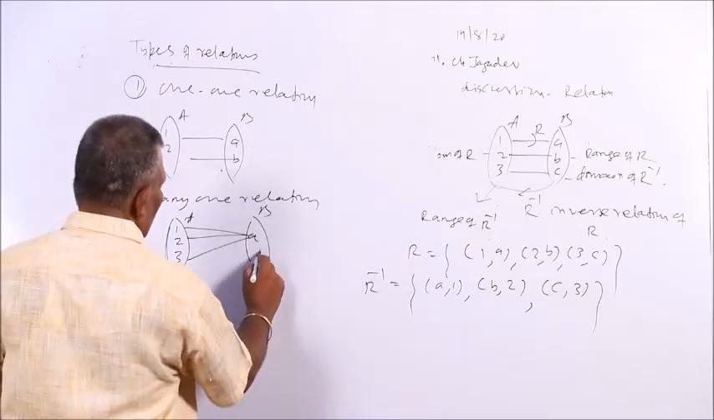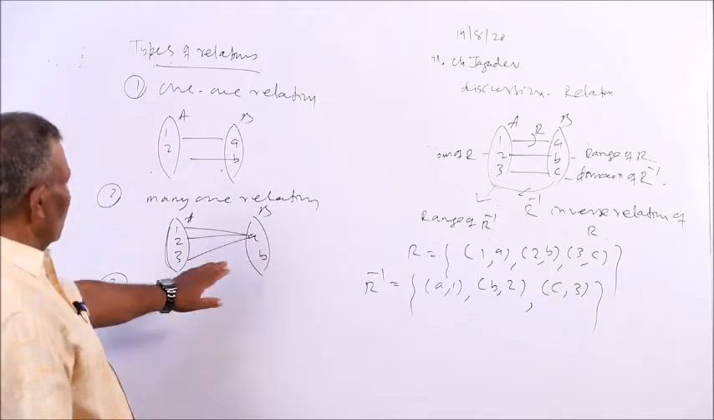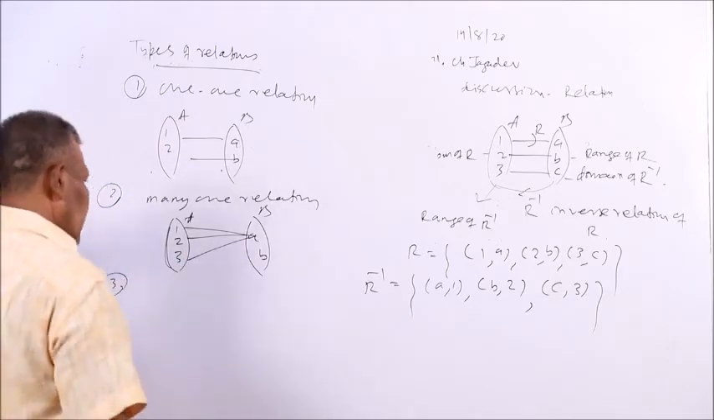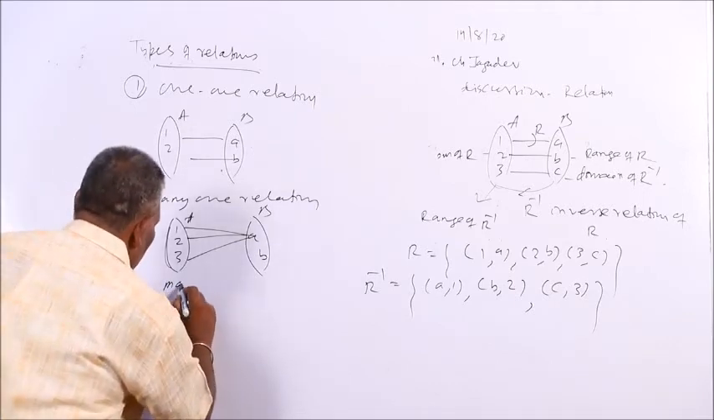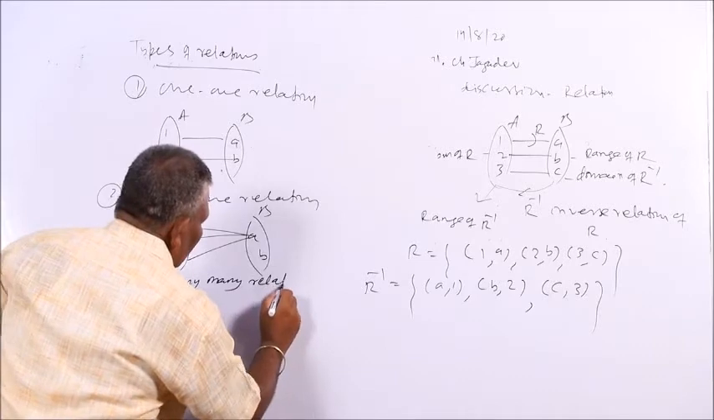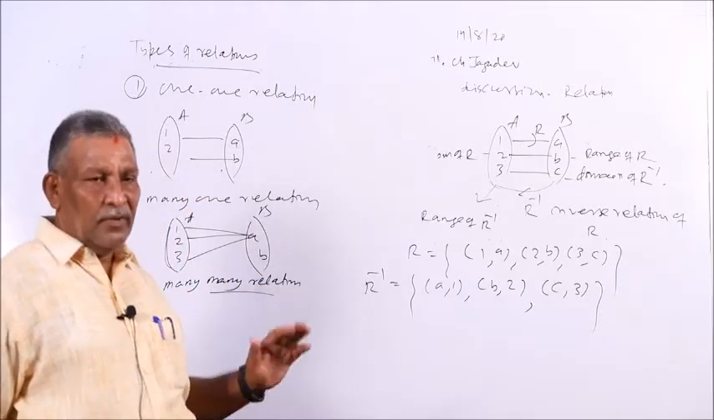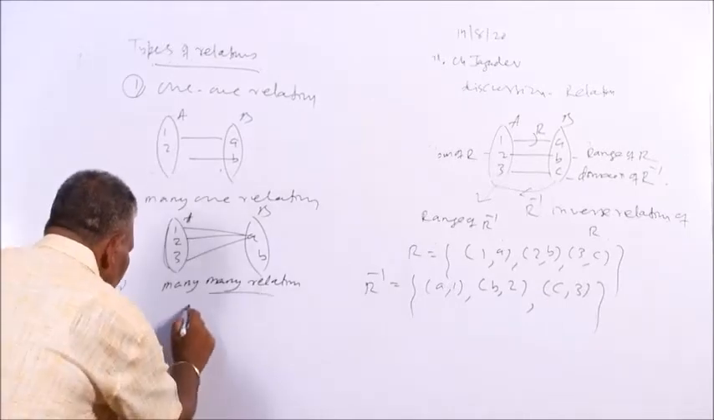Sometimes there may be some elements in set B which are not related to any element of A. This is also a many-one relation. Next comes many-many relation. Many elements of the domain are related to many elements of the range set.